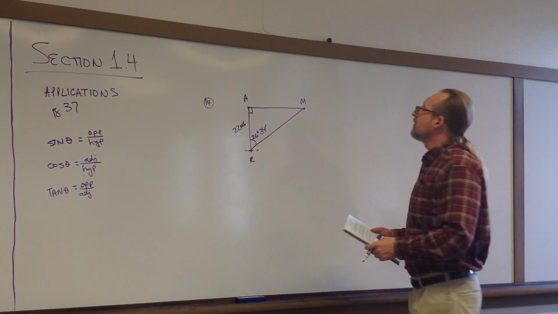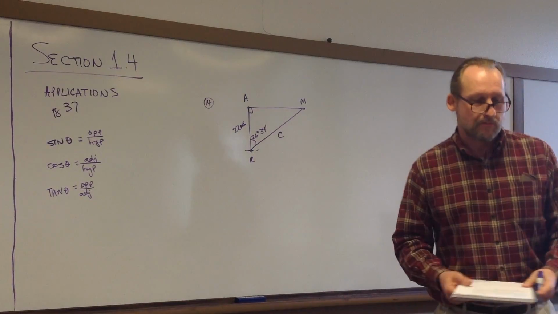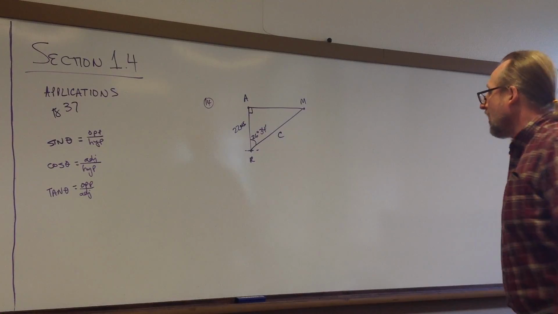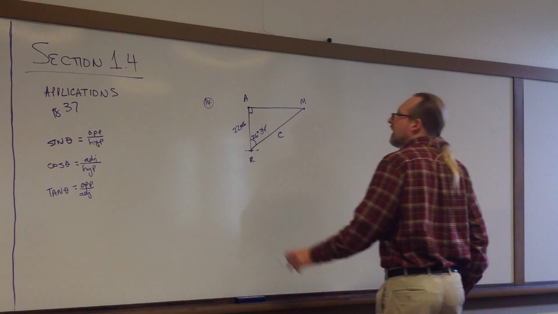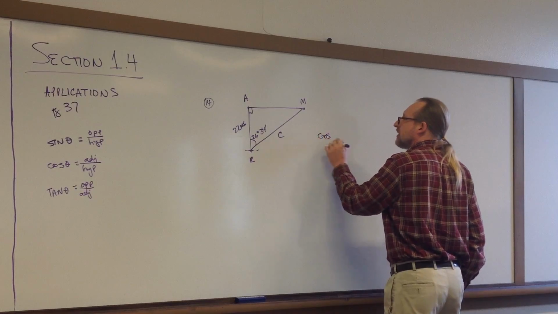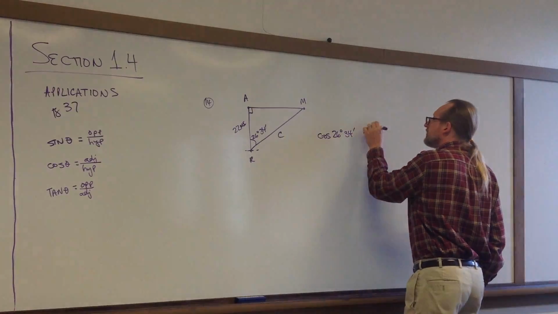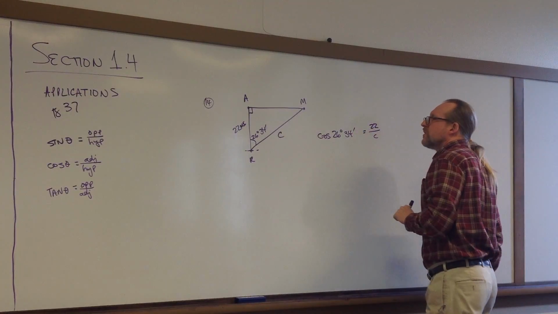How far is Monsanto from Raymond? That's what we want to know right there. Okay. Well, let's see. We can use the cosine, right? We've got the adjacent side and the hypotenuse, so we can say the cosine of 26 degrees 34 minutes is going to be 22 over c.